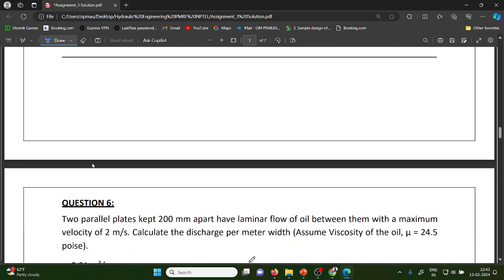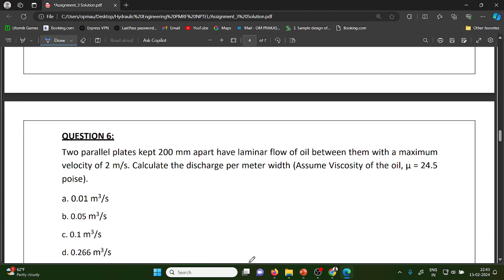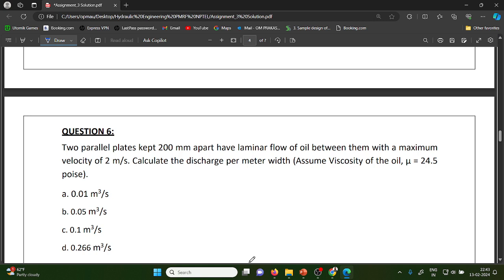Now coming to the next question, question number 6. Two parallel plates kept 200 apart have a laminar flow of oil between them with a maximum velocity of 2 meter per second. Maximum velocity. Calculate the discharge per meter width. Assume the viscosity of the oil is 24.5 poise. Calculate the discharge per meter width.